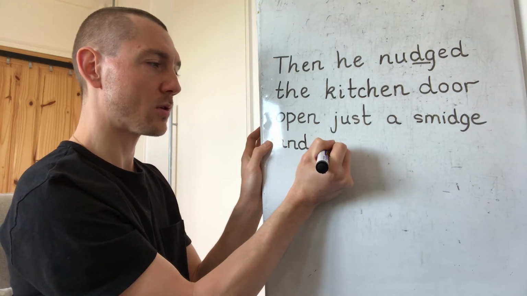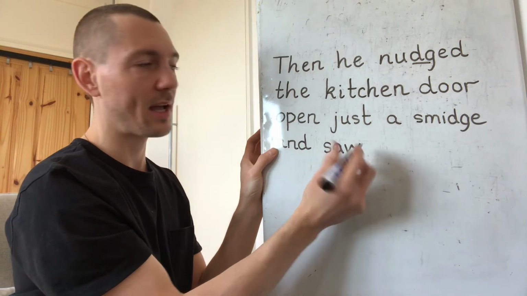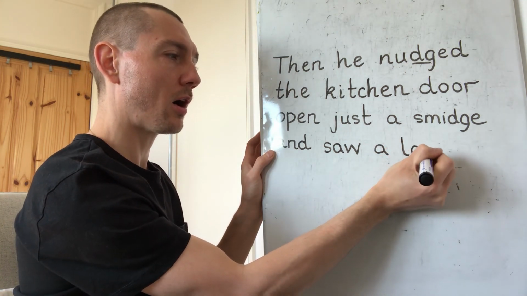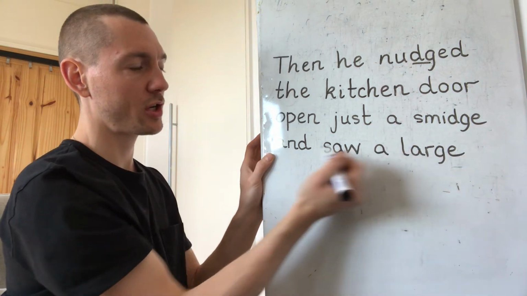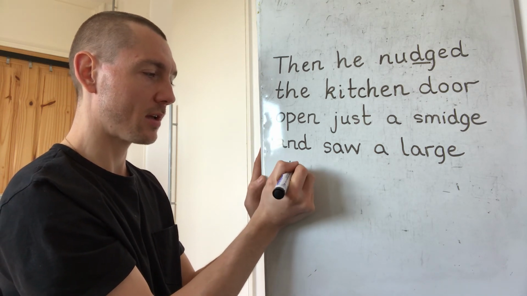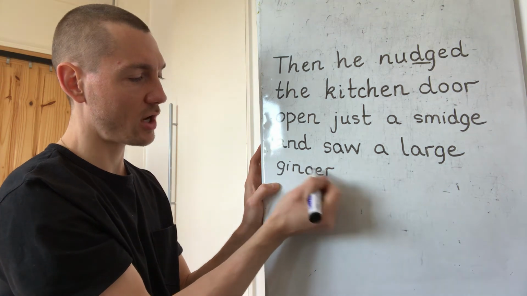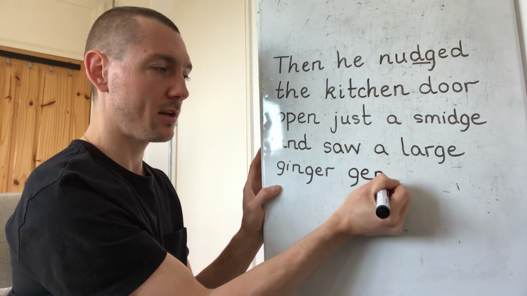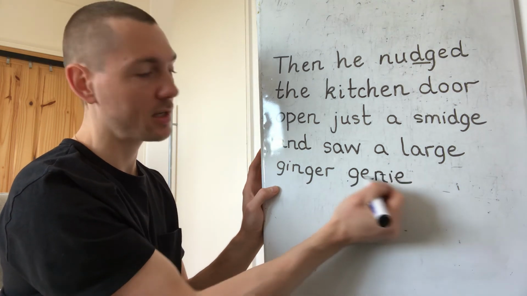And saw. Saw. And saw a large, large, and saw a large ginger genie, 2 words, 4 syllables. Ginger, j, I, n, gin, j, ginger. Genie, j, e, g, n, e, ni, genie.